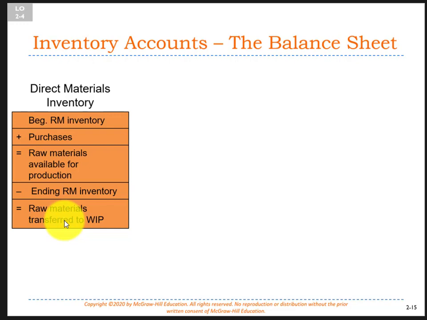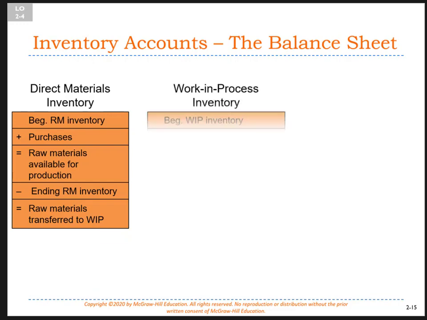If some of the materials were used as indirect materials, then you would also subtract out the indirect materials to get direct materials used. So if it's an indirect material, then it's not a direct material used. So you have to also account for that idea.